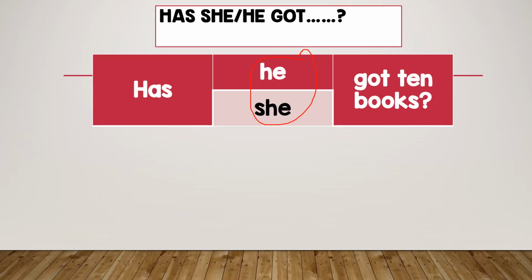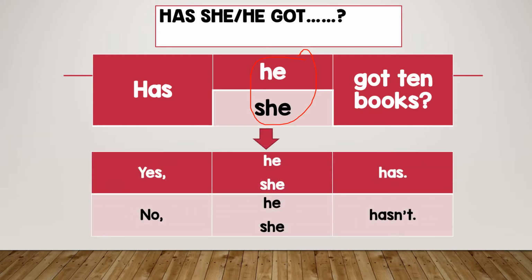So for he and she, we already know that we must use has. So if we want to ask a question, we must say, has he got 10 books? Or has she got 10 books? So if we want to answer with yes, you must say yes, he has. Or if it is a girl, yes, she has. And if the answer is no, we must say no, he hasn't. If it is a girl, you must say no, she hasn't.